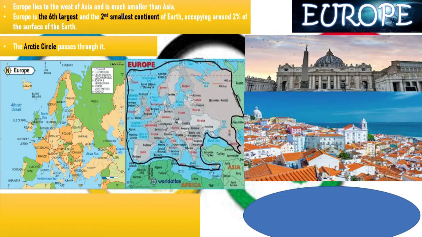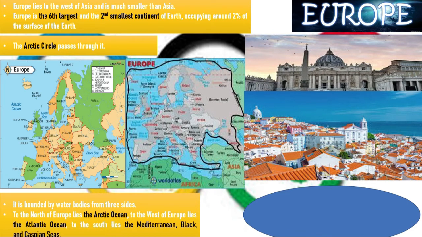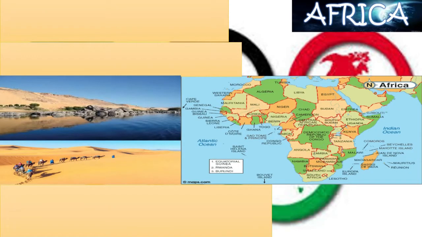Now let us know about the water bodies which surround Europe on 3 sides. So Europe is bounded by water bodies from 3 sides. To the north of Europe lies the Arctic Ocean, to the west of Europe lies the Atlantic Ocean, and to the south lie the Mediterranean, Black and Caspian Seas. Now, let us know about the largest country in the European continent. Russia is the largest country in the European continent. Now, let us move ahead with our next continent, that is Africa.